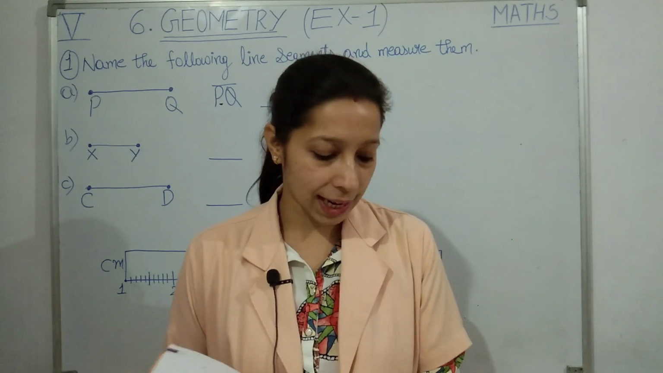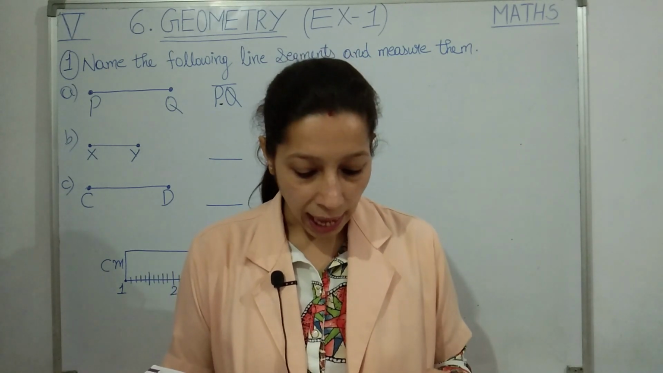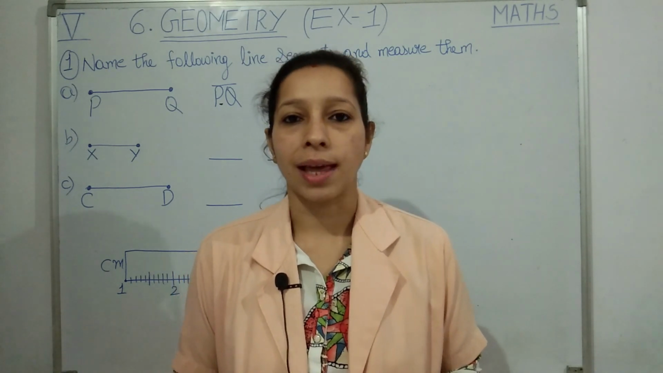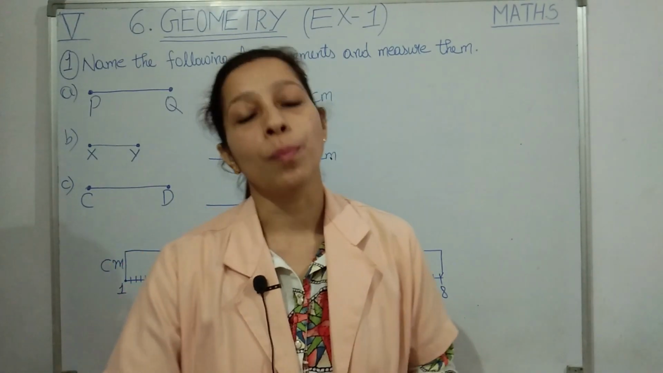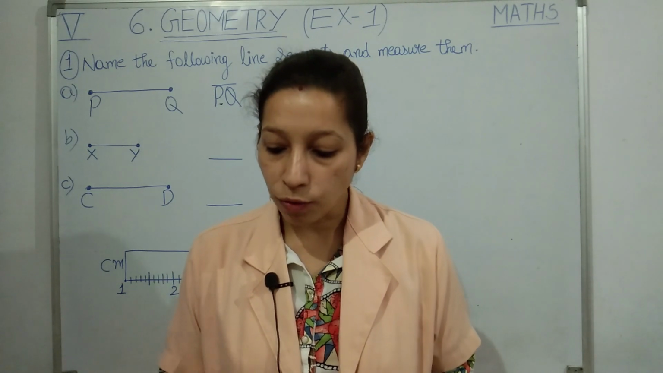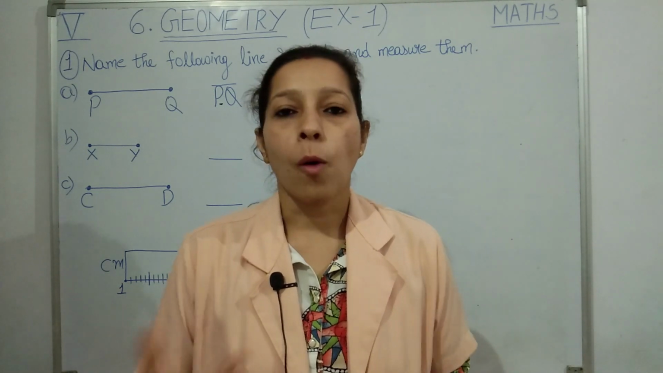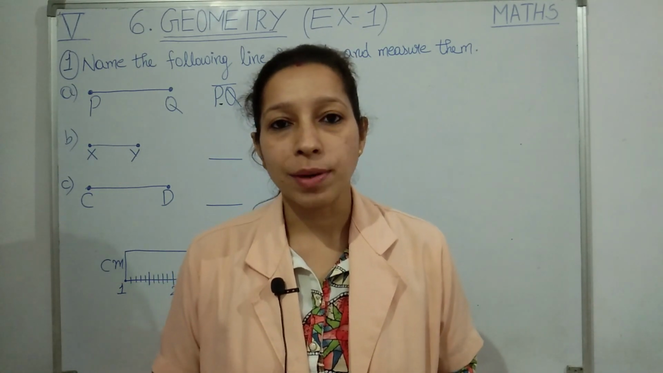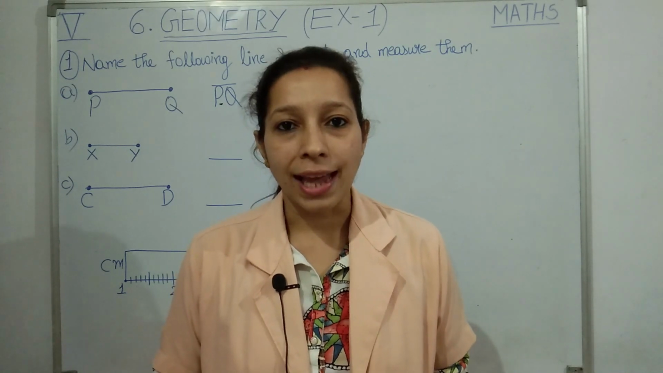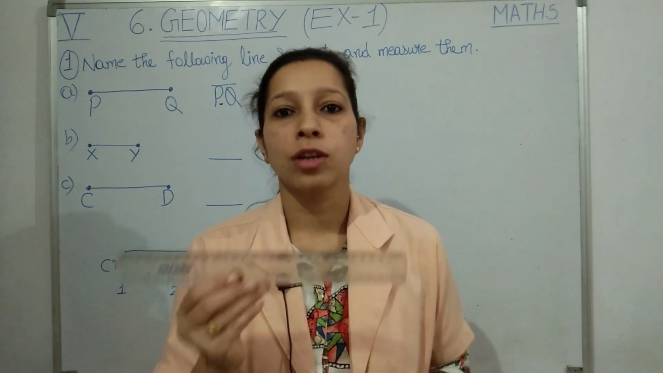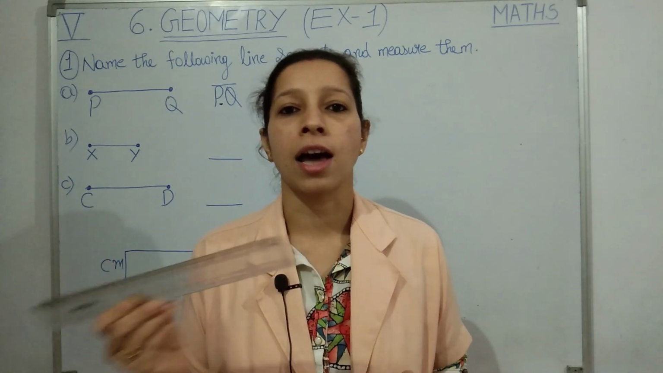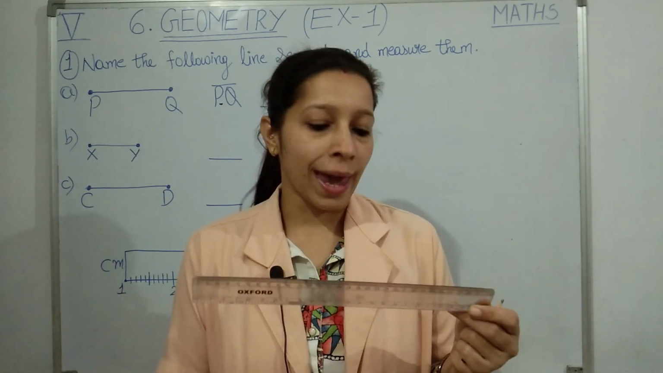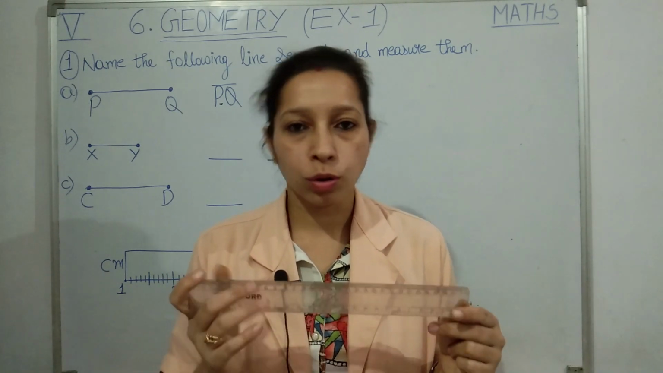Question number 1 states: name the following line segments and measure them. So students, line segments are given to you and you have to measure them, and also you have to write their names. How to measure the line segments, students? We will be measuring the line segments using a scale. It is also known as a ruler, R-U-L-E-R, ruler. You may have a big or a small scale, both will work.